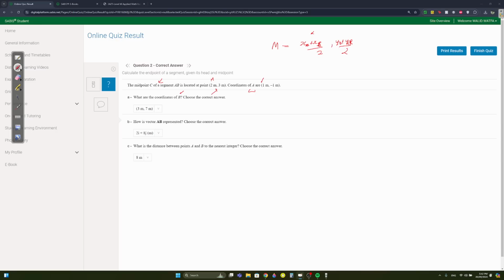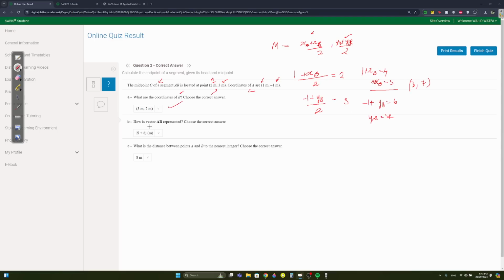Okay, x of A we know is 1. We're trying to find x of B over 2 equals, what's the x component of the midpoint? 2. And then here, y of A, which is negative 1, plus y of B over 2 equals 3, right? Here multiply by 2, you get 1 plus xb equals 4, xb equals 3. Okay, here multiply by 2, you get 6, so minus 1 plus y of b equals 6, you get y of b equals 7. So x of b equals 3, y of b equals 7, so 3 comma 7.